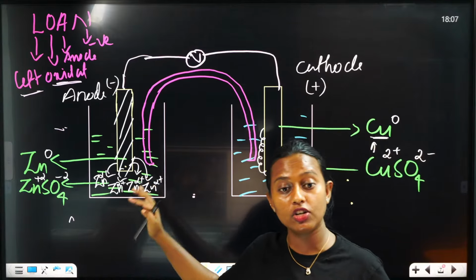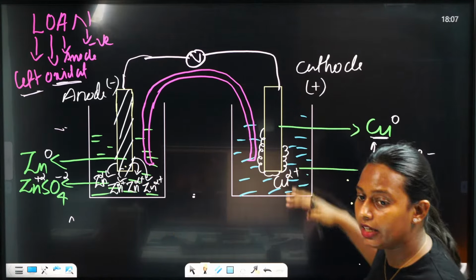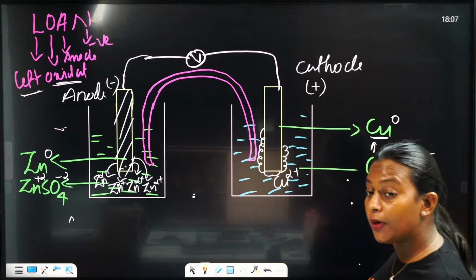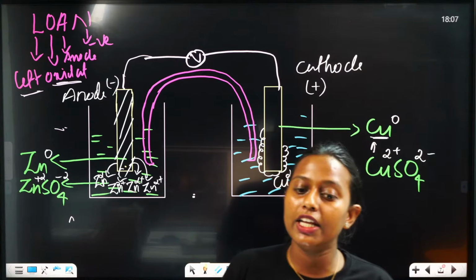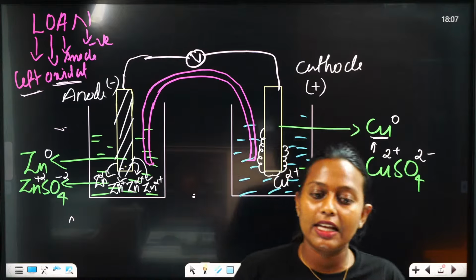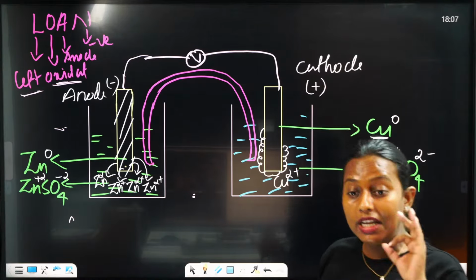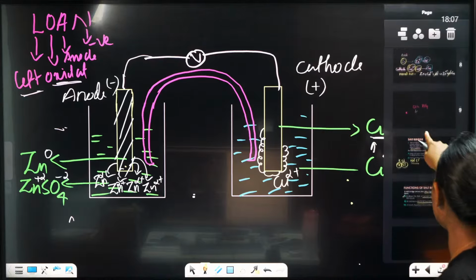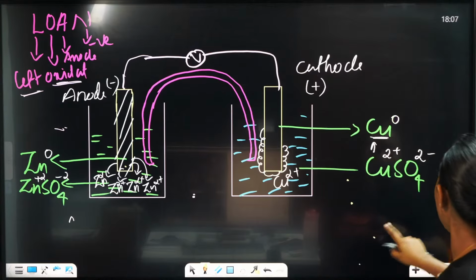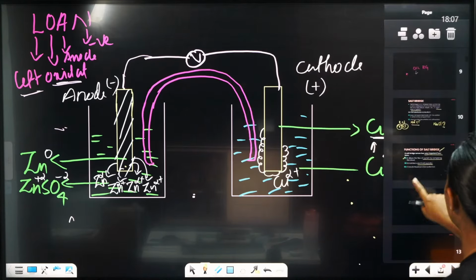Zn2+ concentration in the solution increases here, and the Cu2+ concentration decreases here. Because of this, it is not electrically neutral. So electrical neutrality is very important.